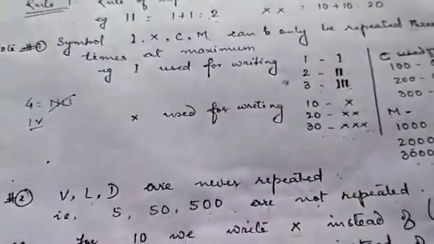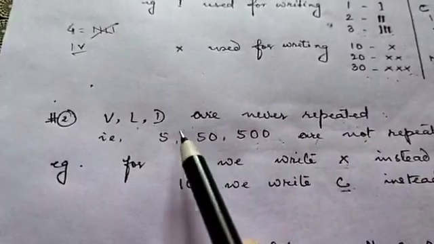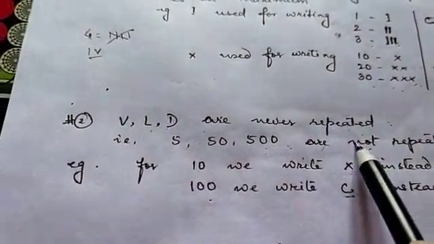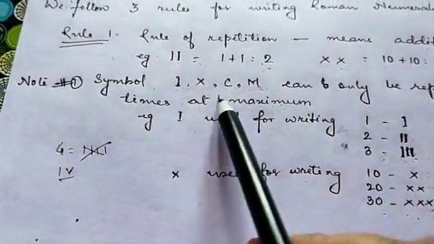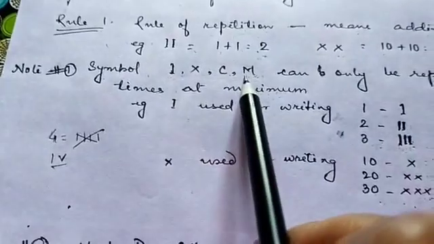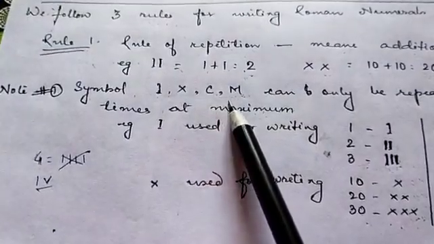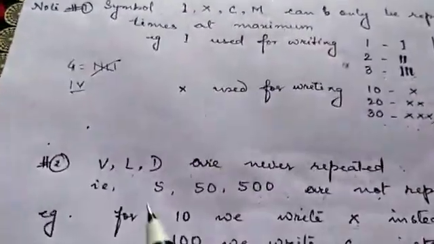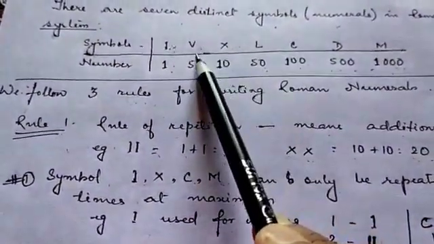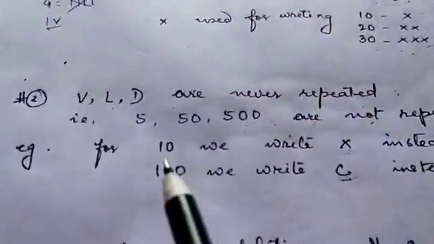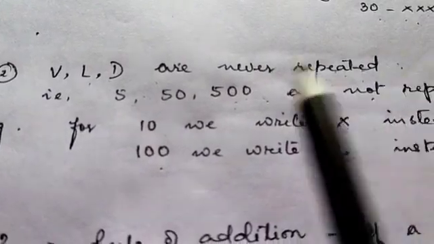Here, the second thing that we have to note is that V, L and D, they are never repeated. First, what did I ask you to note? That I, X, C, M, these 4 symbols can only be repeated. So the remaining, we have total 7 symbols. Remaining, how many symbols are there? We have 3 symbols. Remaining 3 symbols, V, L and D. So V, L and D, they are never repeated.